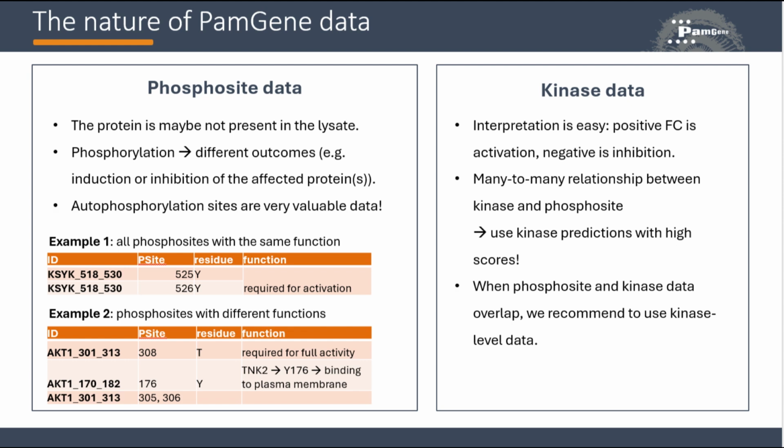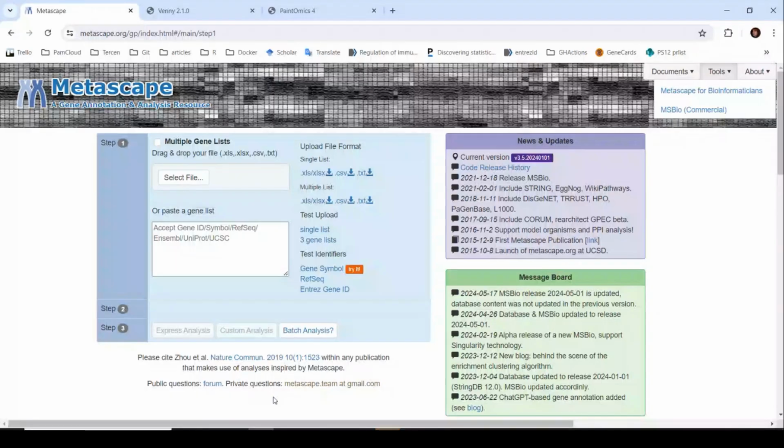Next, let's dive into the technicalities of pathway analysis based on PamGene data. As a first step, we recommend to use a simple method for pathway analysis provided by the free Metascape tool. You can find the link of Metascape under the description of this video. Metascape is an overrepresentation-based pathway analysis method. These methods test whether the overlap of pathway members in the data is higher than by chance. They require an input of only significant data. Fold change is not needed.